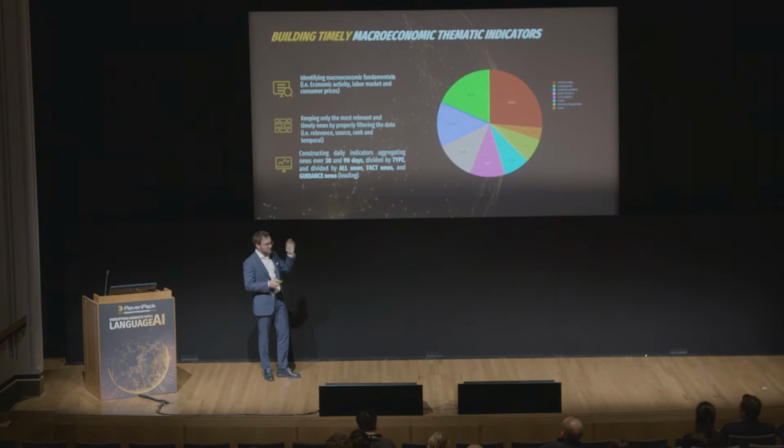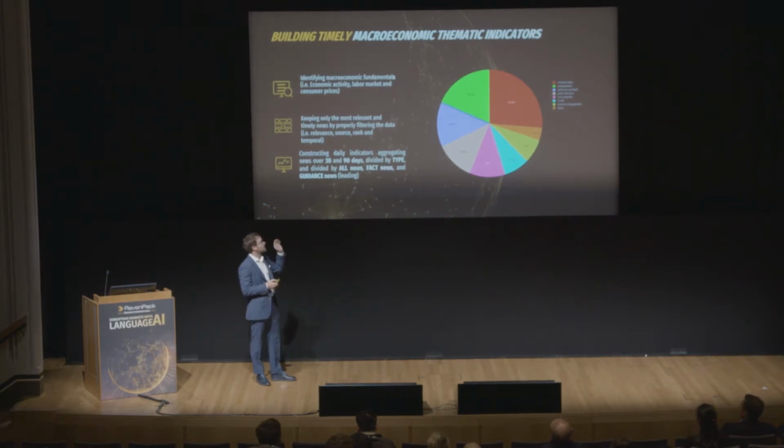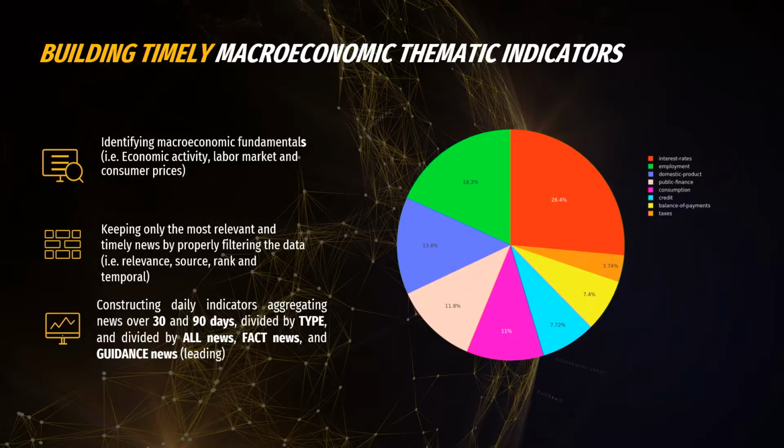So what we do first is to identify, of course, macroeconomic variables, so the core macroeconomic variables, and then we create timely macroeconomic thematic indicators using RavenPack Analytics. This is a sample for the US economy. So the pie chart tells you how the news analytics for the US economy are divided. And as you can see, more than 25% is interest rates news, because that's the hottest topic related to the US economy.